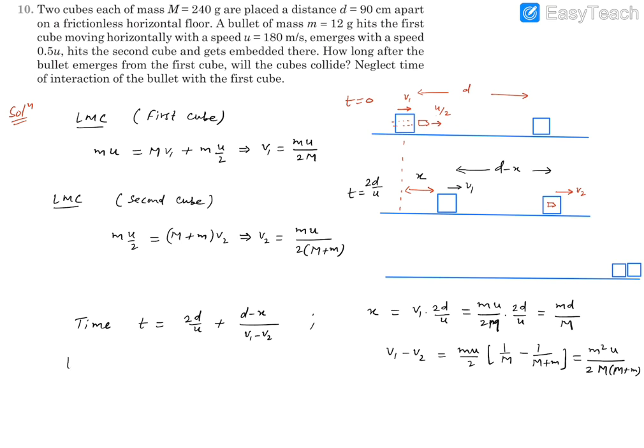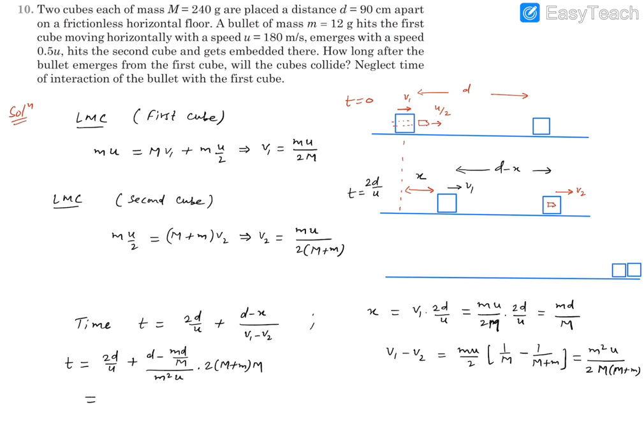Now let's put all the values to get our final expression. So we get 2d by u plus (d minus small m d divided by capital M) divided by (m square u divided by twice capital M times capital M plus small m). This term can be taken upside, right? So if we take this entire term upside, it's going to be twice times capital M plus small m times capital M. It seems lengthy, but we can simplify it, and you'll find it's going to be capital M minus small m over here.